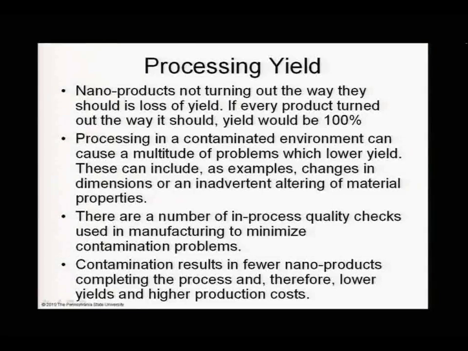And we have to then have very tight control of the process. We have to have very tight control of contamination. We can't allow it to happen. We can't allow these things to be out of control. Now, there are a number of in-process quality checks used in manufacturing to minimize contamination problems. Process lines constantly have checks going on looking for contamination. So this is a very important element of nanofabrication.